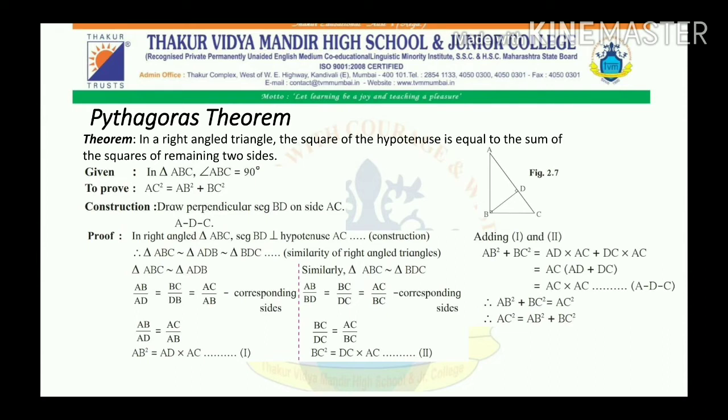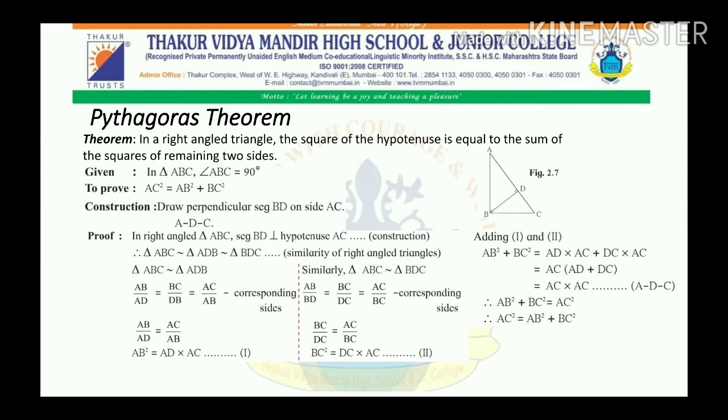Secondly, similarly, out of those three similar triangles, we are taking first and third. So AB upon BD is equal to BC upon DC is equal to AC upon BC, corresponding sides of similar triangles. And by cross multiplication of second and third, as numerator and denominator are common, you will get BC square is equal to DC into AC. This is our statement 2.